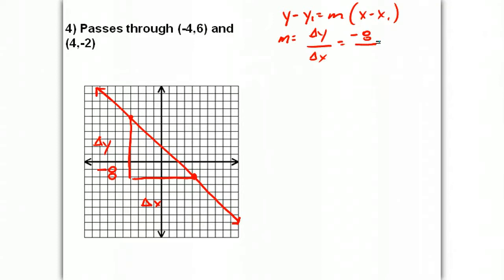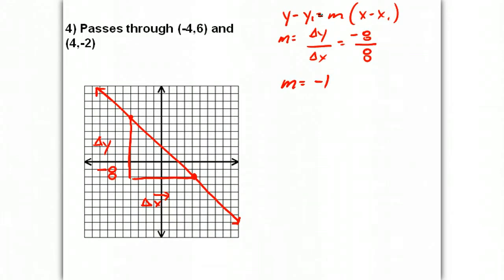So minus 8 divided by, and my x is going in a positive direction. How many places? 1, 2, 3, 4, 5, 6, 7, 8 as well. So looky here, my slope is equal to minus 8 over 8. So slope is equal to minus 1. Okay, so now we've got that piece.